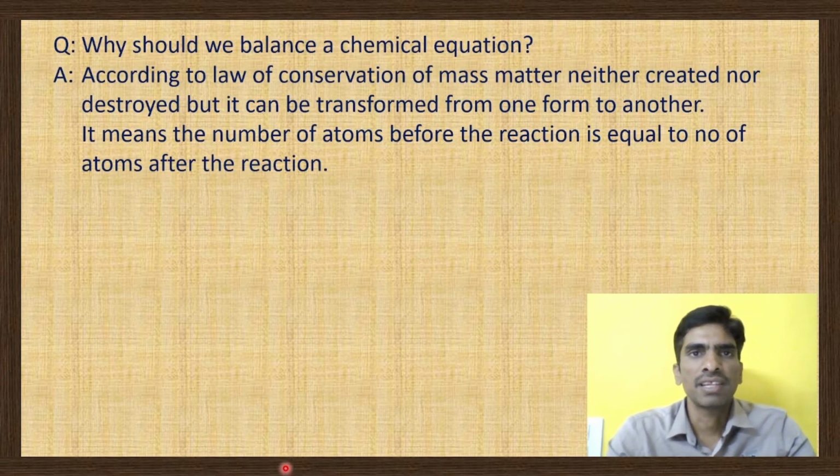Why should we balance a chemical equation? According to the law of conservation of mass, matter is neither created nor destroyed, but it can be transformed from one form to another. It means the number of atoms before the chemical reaction is equal to the number of atoms after the chemical reaction.